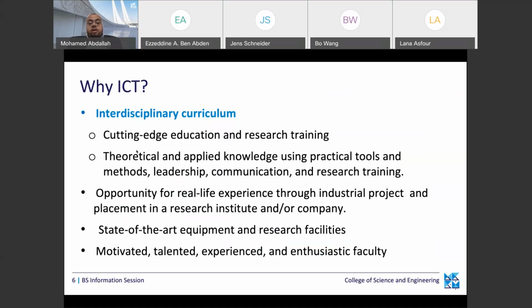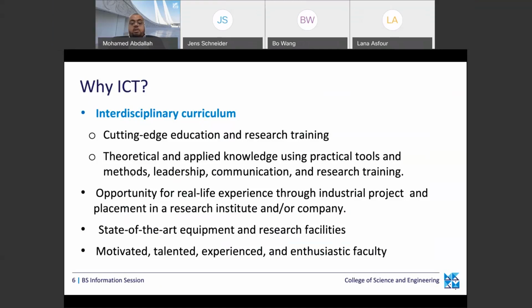We provide theoretical and applied knowledge using practical tools, methods, leadership, communication, and research training. You will have an opportunity for real life experience through industrial projects, and later, if you graduate, you can be placed in a research institute or company. All of our faculty here deal with research. They all have research projects, and they work a lot with industry in every discipline you can imagine, like health and networking.